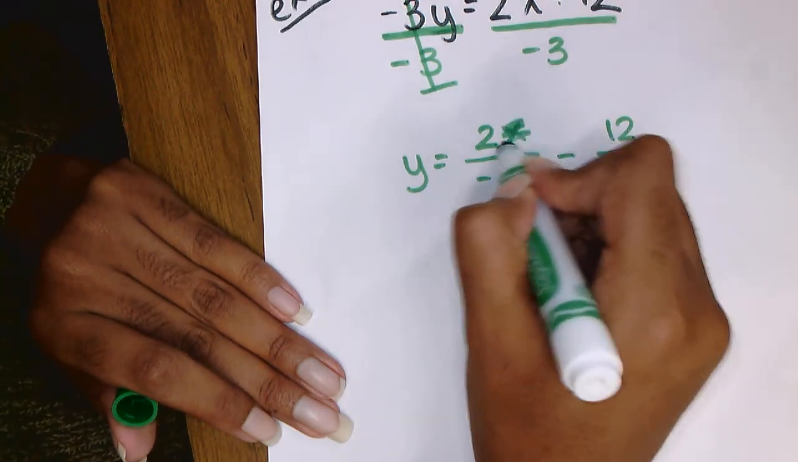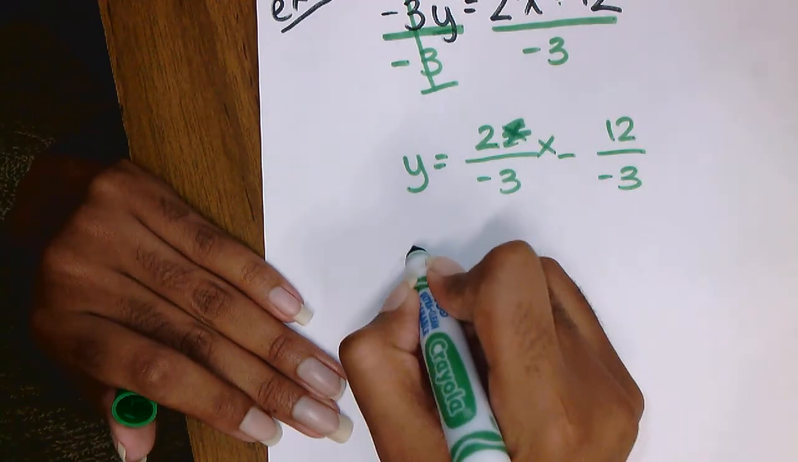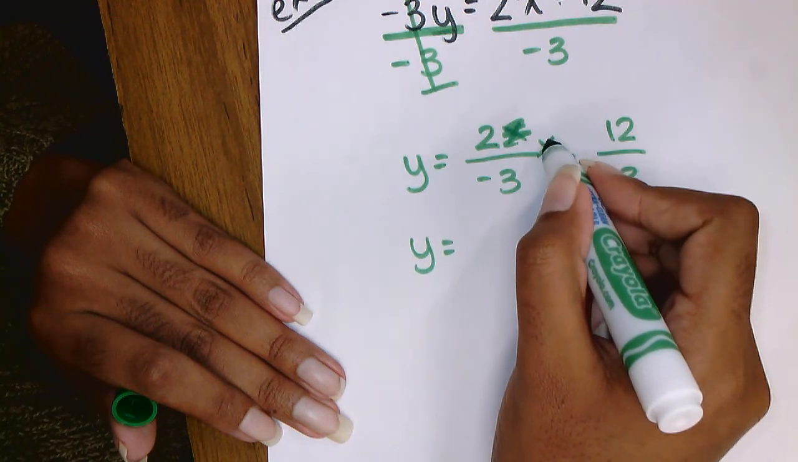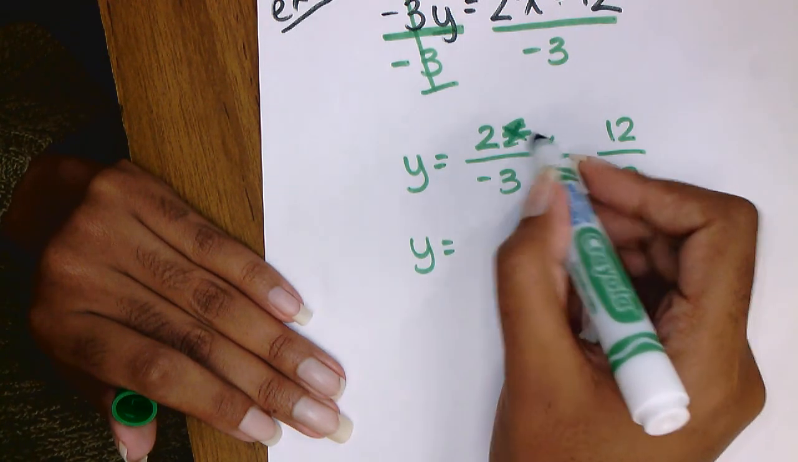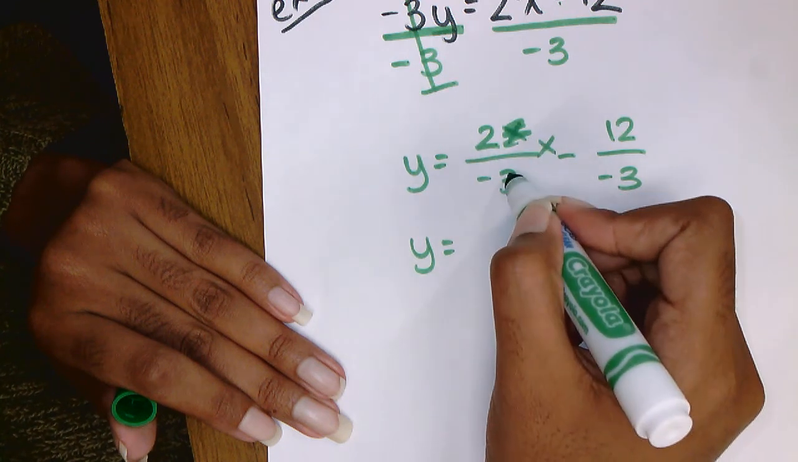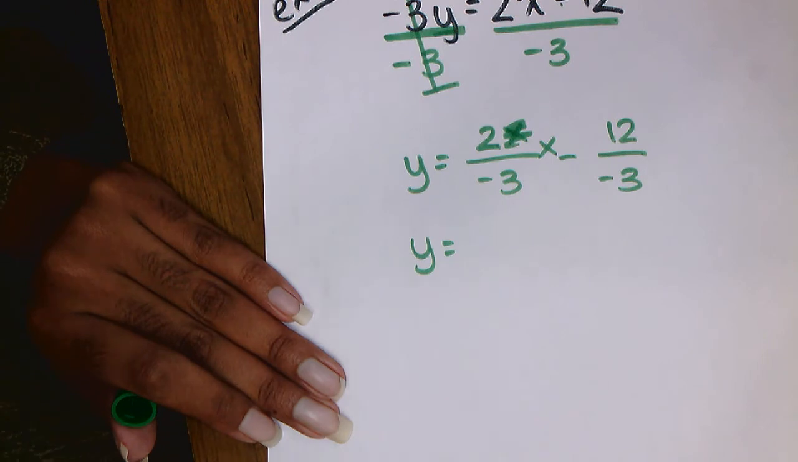So I'm going to just go ahead and move this x to the outside of my fraction. And the reason that you can do that is because x we can still write as x over 1. So this is really like 2 over negative 3 times x over 1. So that's why you can take the x out.